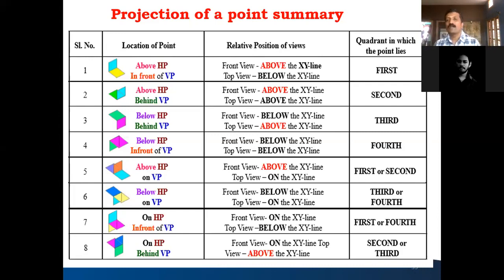And coming to the fifth one, above HP on VP. A few cases. Okay, it may rest on HP or it may rest on VP. For example, in this first quadrant, if it is like this, it may rest on HP or it may rest on VP. Just it's touching it. So we cannot give a particular quadrant for that. If it is resting on HP or VP, then we may have to say it is situated in the first quadrant or in the second or third or fourth. So two quadrants we have to give for that. Okay, when I come to the exercises, I'll explain the remaining four.